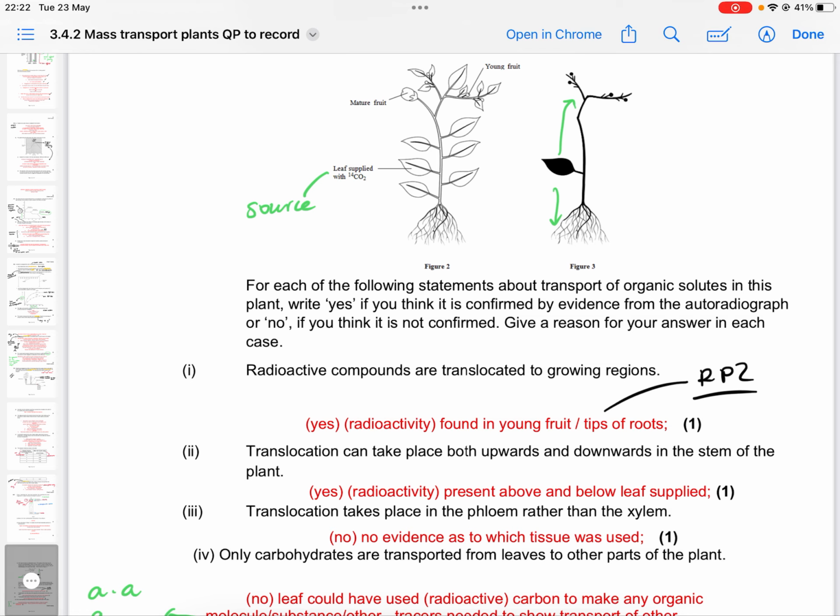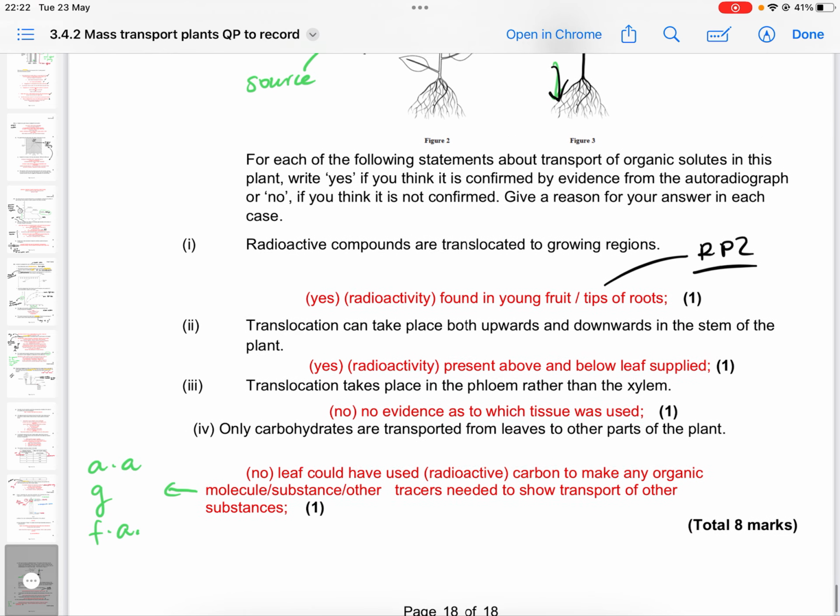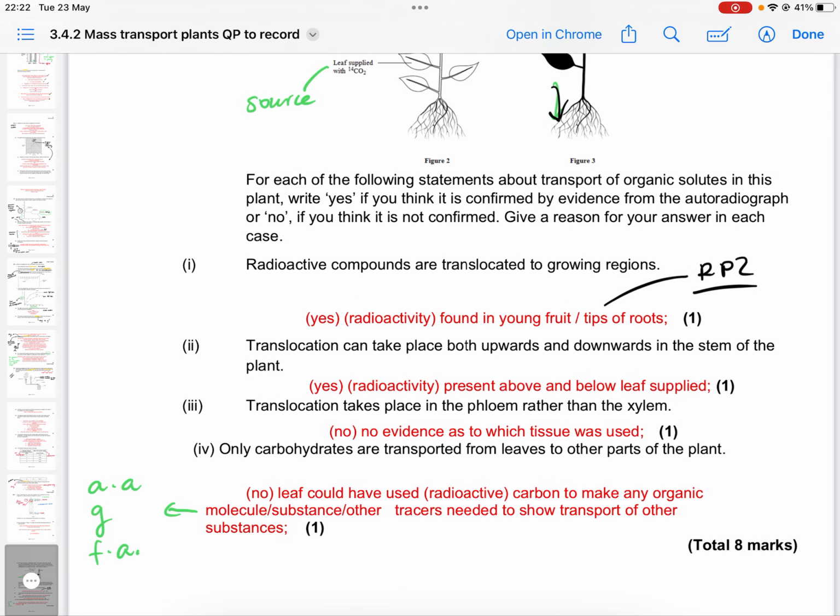Is translocation taking place? Yes, it is, because as you can see here, the sugars have moved up and down. If it was the cohesion tension, we would only be expecting the movement up. Is translocation taking place in the xylem rather than phloem? Well, we cannot conclude that from the diagram because we cannot see the tissues that were used. And were only carbohydrates transported? Again, we cannot agree with this because carbon can be incorporated into different molecules such as amino acids, glycerol, fatty acids, and any other carbohydrates.